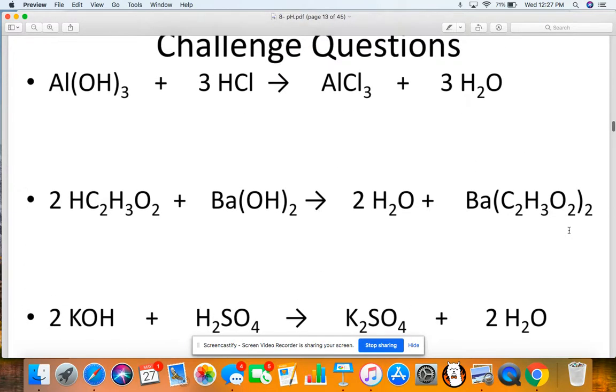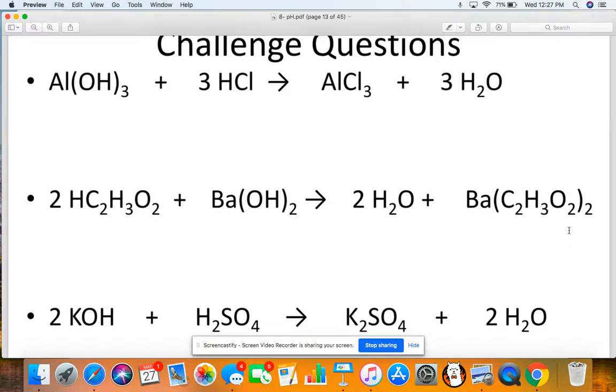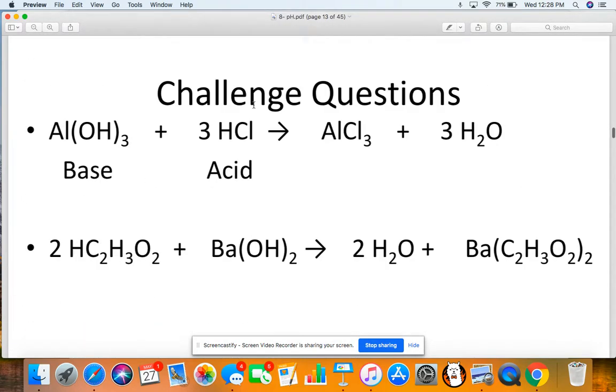So here's a couple challenge questions. I want you to try them. I'm not going to take them up right now, but the answers are in the other slide. So go ahead, try the challenge questions and see if you can figure out which is the conjugate acid and which is the conjugate base. Some of them are easier. So for example, I can look at this and see this is a base, and I can look at this and see that this is an acid. Some of them are a little bit more challenging.